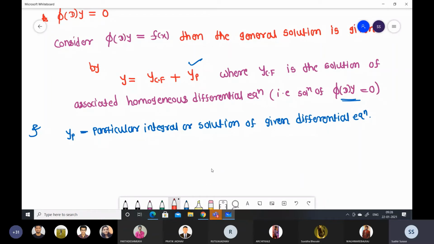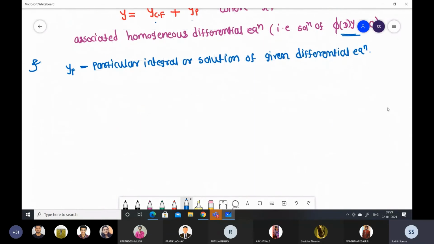What are the methods of finding the particular integral that we want to discuss? And once we get the particular solution and the complementary function, that is the solution of the associated homogeneous differential equation, their sum will represent the general solution of the given differential equation. So we are interested in finding the general solution or complete solution. The complete solution or general solution is the addition of the complementary function and the particular integral. Next is how to find the particular integral, the particular solution.